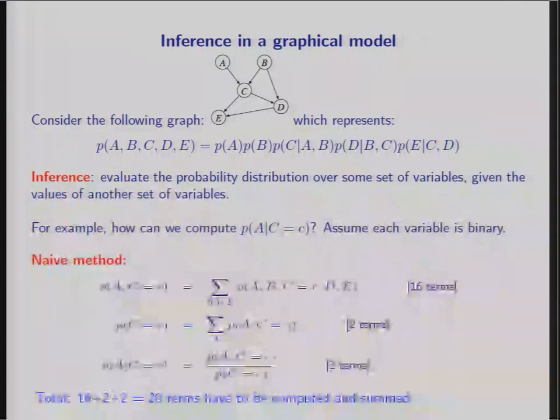Well, here's a naive method. I write down the joint of A and C as the sum over B, D, and E of the joint of A, B, C, D, and E. There's 16 terms in this sum. Given the graph and maybe the probability distributions on each of the edges in the graph, I can actually evaluate this for all 16 of these terms.